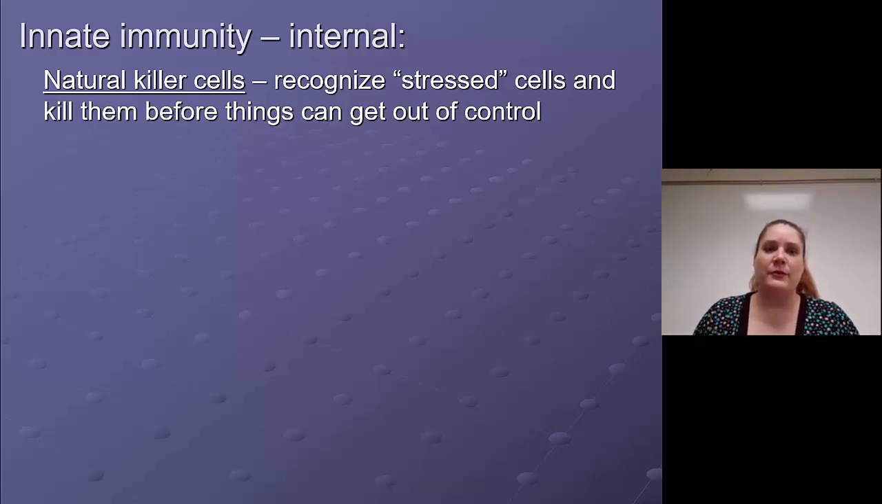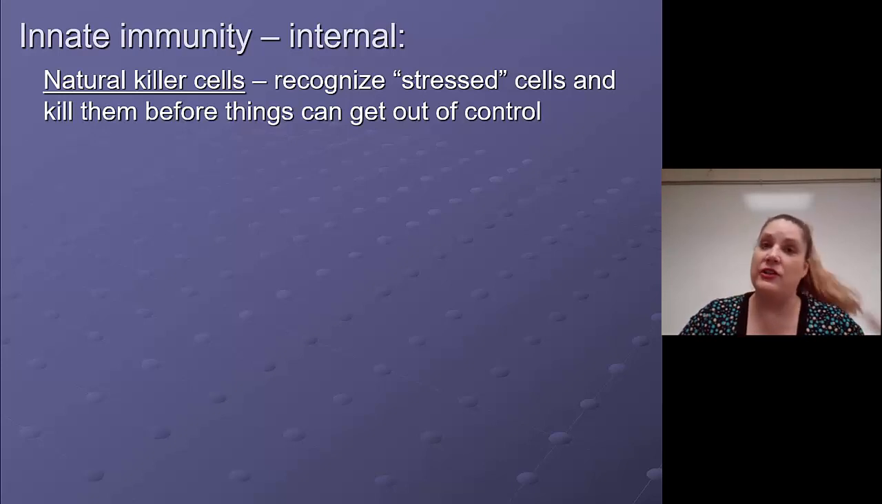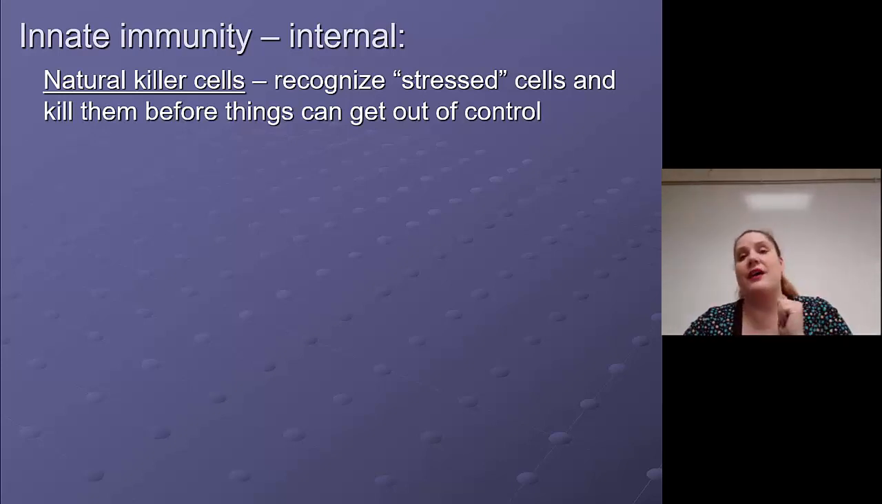Thank goodness we don't have those for humans. Goodness gracious. Before things can get out of control, before anything really bad can happen, natural killer cells can come along and just go, oh, you know what? Sorry, collateral damage. You're gone. Natural killer cells will come in and recognize a stressed out cell. They don't need to know why it's stressed out. They don't care. You're out of here. We don't have any time for stressed out cells in here. We're going to get rid of you.